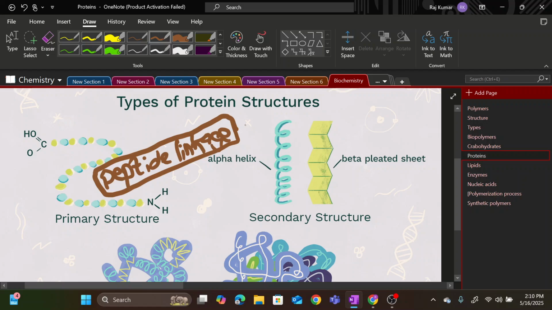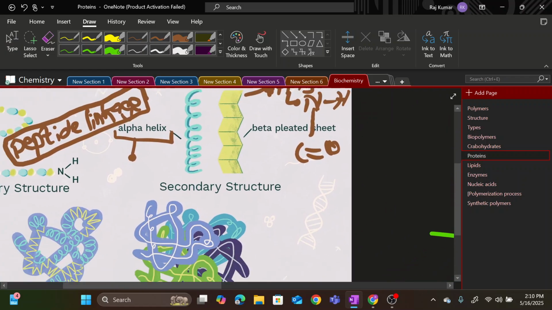The second type is secondary structure, in which we have two major things: the alpha helix structure and the beta pleated structure. Alpha helix is in the form of a helical strand, and beta pleated sheet is like a folded sheet structure of the protein. These are formed due to hydrogen bonding, which is formed between the carbonyl group and the amine group of the amino acids.